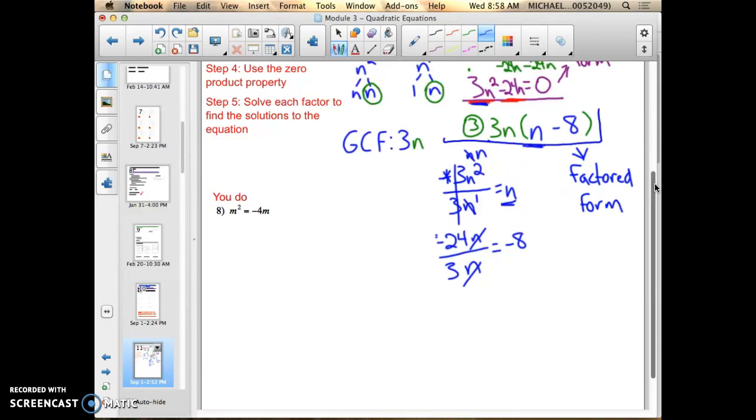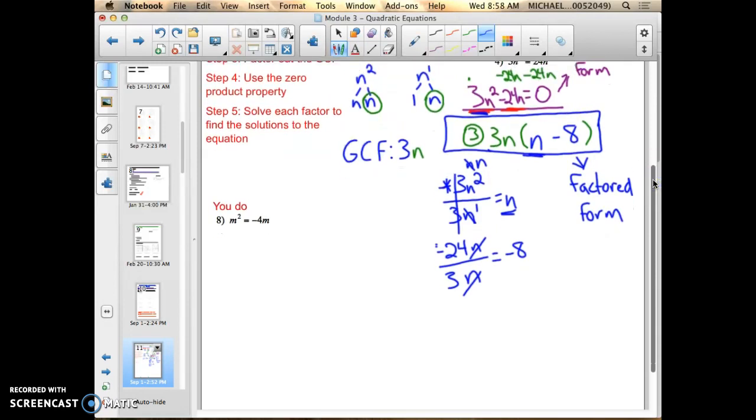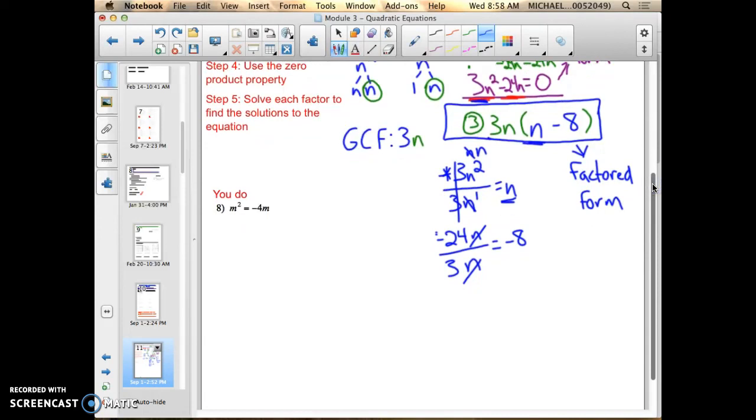Please square this because this is super important. That is factored form, so that you can reference that within your notes as you practice this homework on your own. All right, so from factored form, again, factored form is so important because now I can start solving each factor to find the solutions. Step 4 says to use the zero product property. All that means is I'm going to set each, so I'm going to continue down the page.